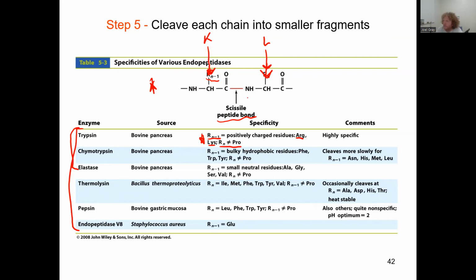Now, next up, chymotrypsin. Chymotrypsin is going to look to say, well, what is in this R sub n minus 1 position? Is it a phenylalanine, a tryptophan, or a tyrosine? Well, then I want to cut it, unless there's a proline. So if you look at these rules, proline presents a problem. For trypsin, chymotrypsin, and elastase, if they see proline in this R sub n position, regardless of what's in the R sub n minus 1 position, those enzymes are not going to cut this bond right here.